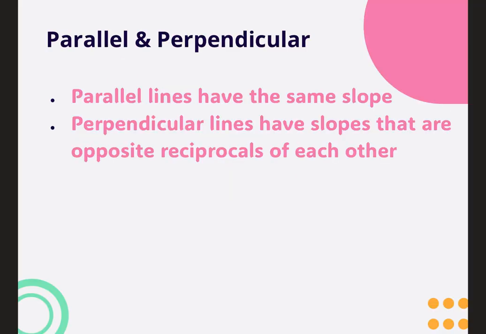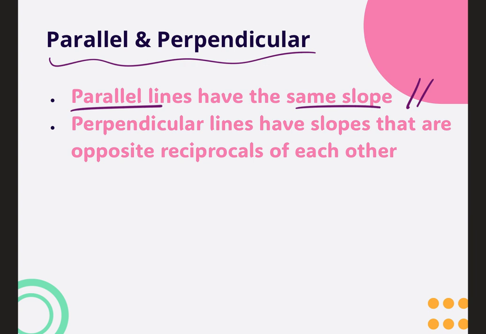All right, last concept is parallel and perpendicular. Parallel lines have the same slope. The symbol for parallel is those two sideways lines. Perpendicular lines have slopes that are opposite reciprocals of each other, with an upside down T symbol. If it's parallel, we keep the slopes the same. If it's perpendicular, we flip it and change its sign.